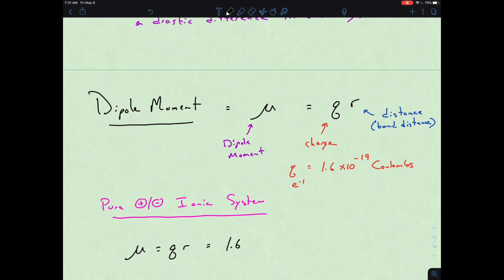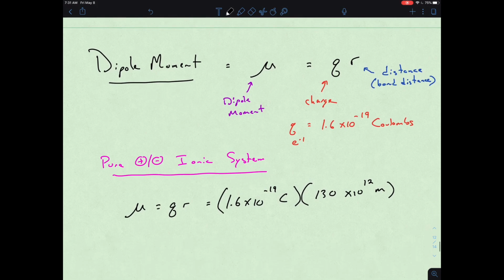Q is our charge, and R is our distance, which in terms of an ionic system is roughly 130 picometers, or let's put that in correct terms, 130 times 10 to the negative 12th meters. So when we do that calculation, we get a dipole moment for a completely ionic system to be 2.1 times 10 to negative 29th coulomb meters.